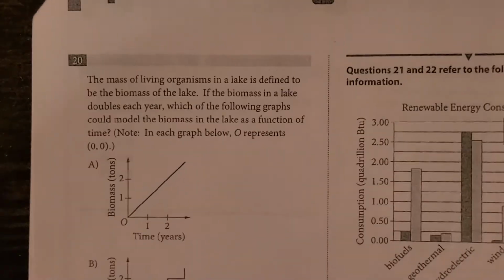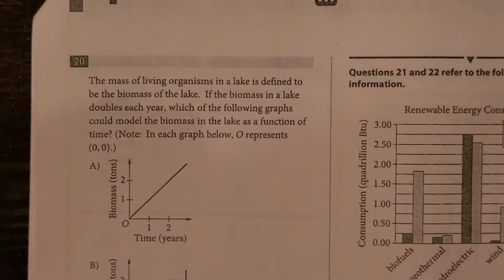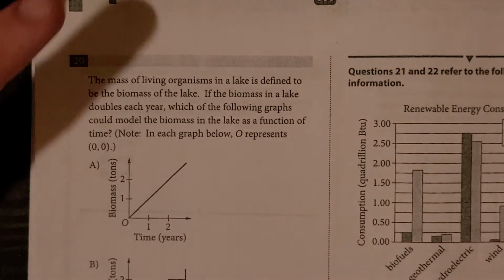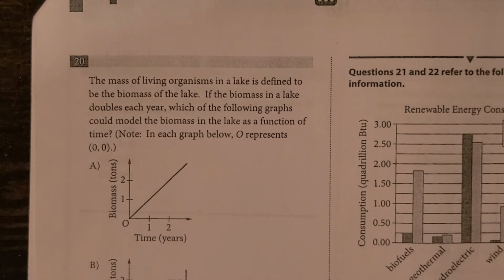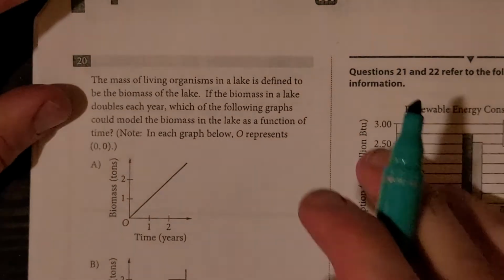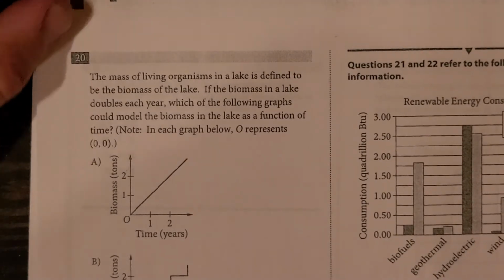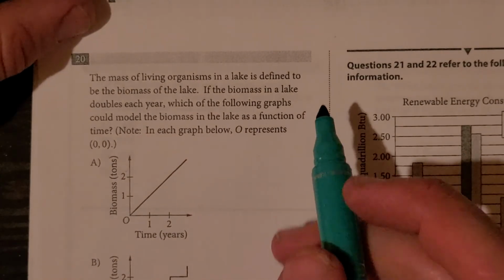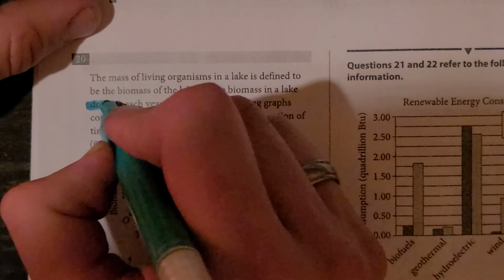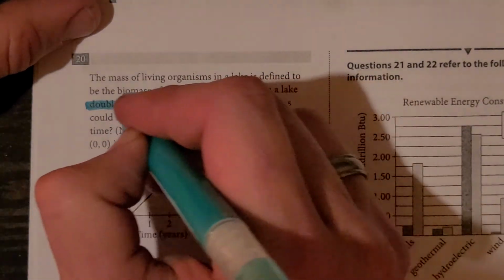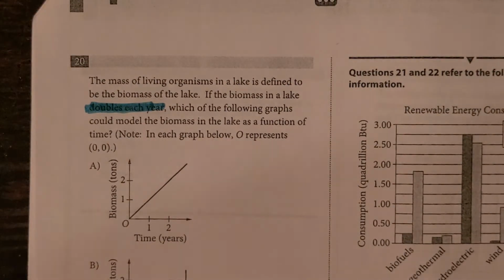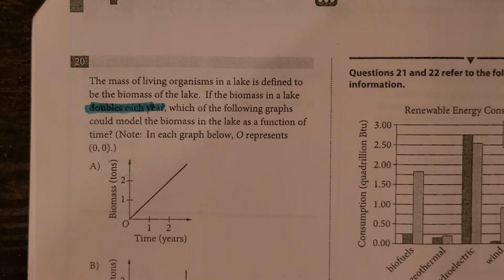All right, number 20. A lot of words, but actually this should be one of those quick and easy things. The mass of living organisms in a lake is defined to be the biomass of the lake. If the biomass in a lake doubles each year, those 3 words right now, doubles each year, that should tell me almost everything I need to know. Doubles each year. What kind of line is that? Just keep that in mind.